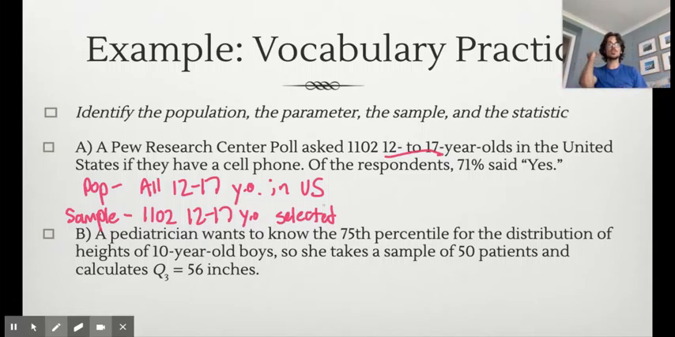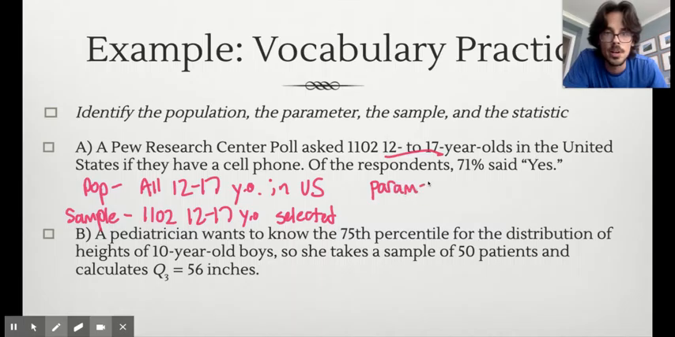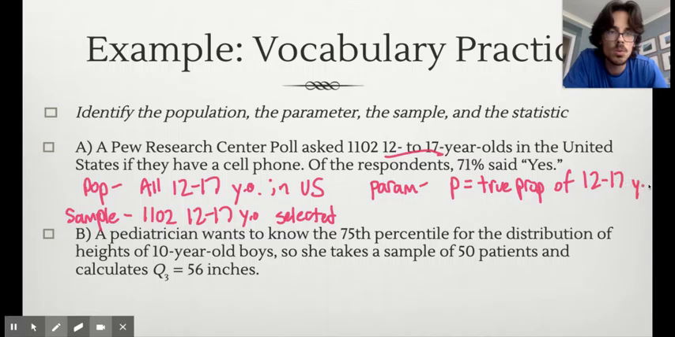What we're going to add on here, though, is talking about the parameter and the statistic for this problem. So the parameter is the value that I care about for the whole population. In this problem, we are looking at what percent of people own a cell phone. So it's a percentage problem, and our newfound variable for that is going to be p. So our parameter is going to be p, which is the true proportion of 12 to 17-year-olds who own a phone.